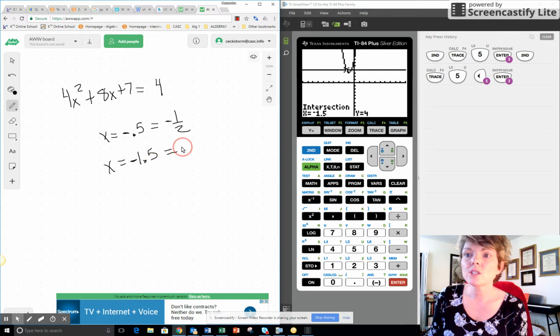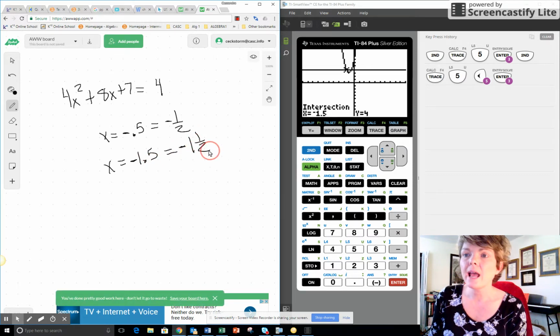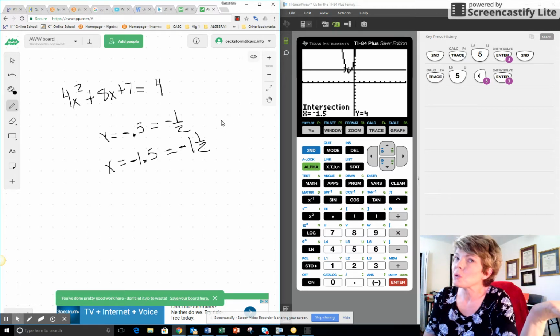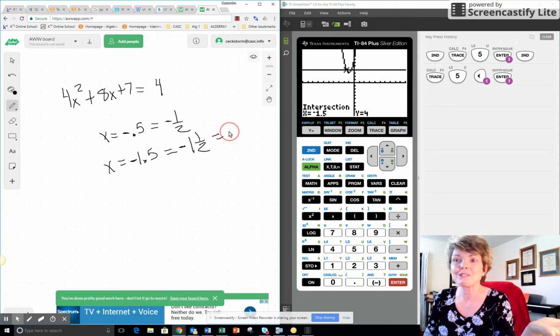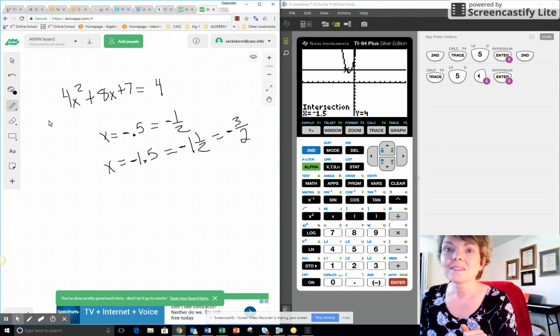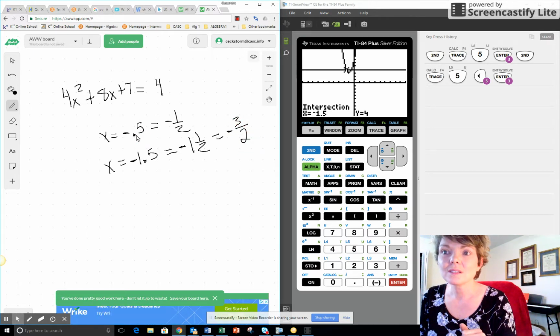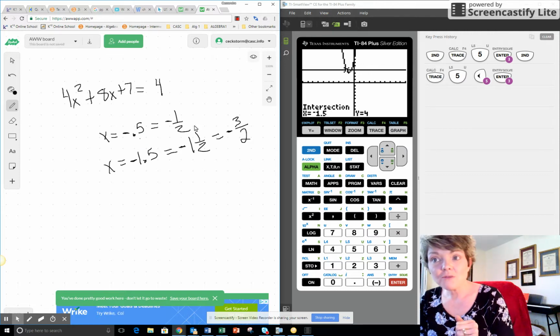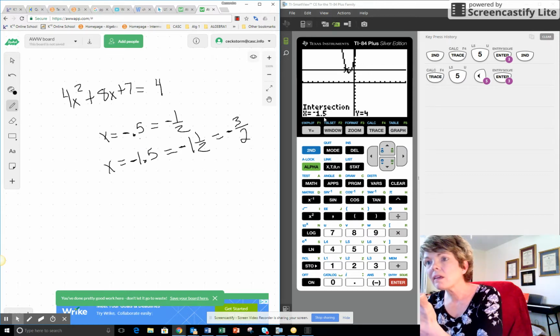Hey, you can rewrite that too. You can write it as negative 1.5, but oh my goodness, mathematicians don't write mixed numbers. So we're going to change it to an improper fraction, which is negative 3/2. So you can write it as a decimal, and you can write it as fractions. You get it in your calculator.